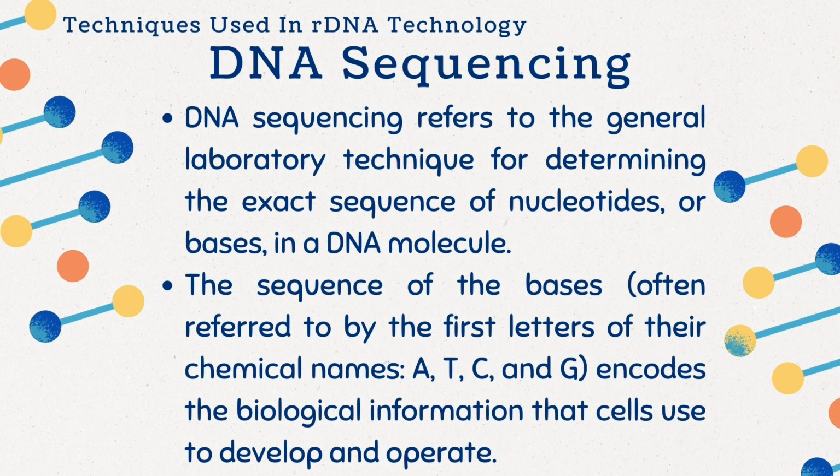Napag-aral naman po natin kanina, di ba? DNA encodes the biological information that cells use to develop and operate. So, DNA sequencing, ito yung method na ginagamit sa laboratories para mahanap yung exact order ng building blocks, tinatawag natin itong nucleotides or bases in a DNA molecule. These bases are usually represented by the letters A, T, C, and G. The sequence of these letters contains important information that cells use to grow and function properly.